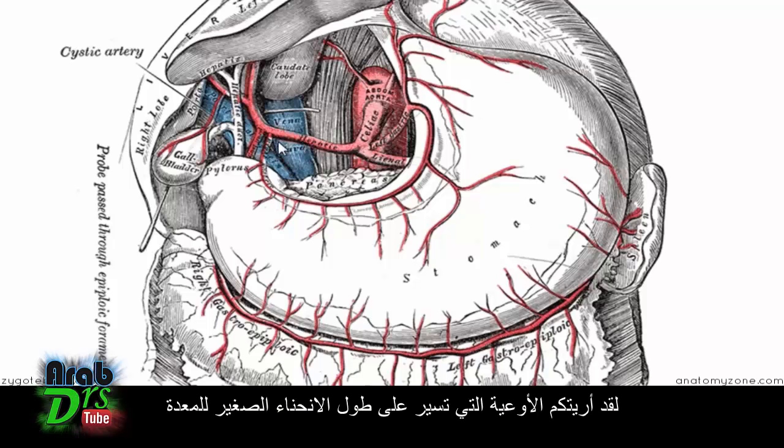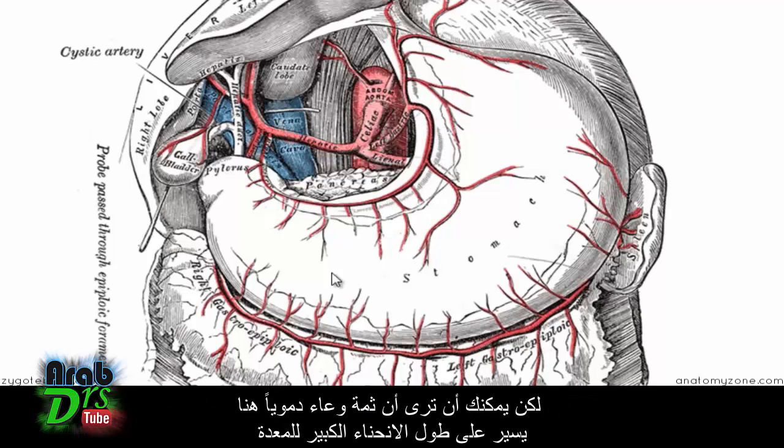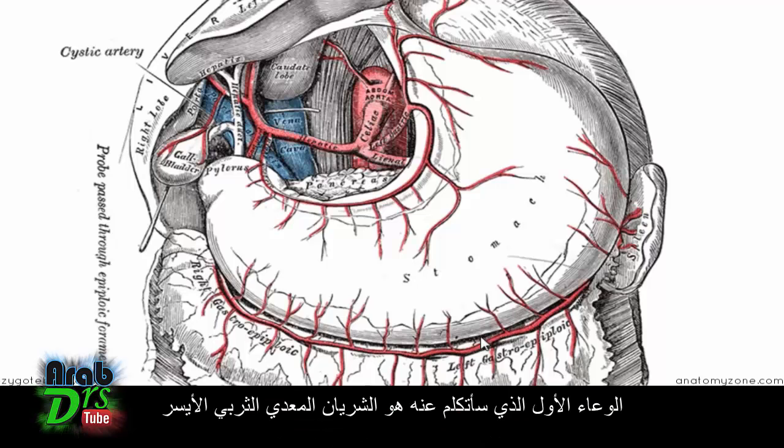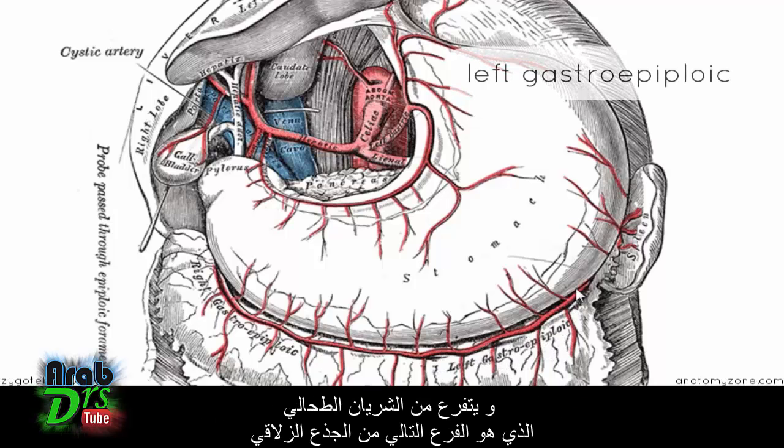So I've shown you the vessels which run along the lesser curvature of the stomach, but you can also see that there's a vessel here which runs along the greater curvature of the stomach. So like the vessel which runs along the lesser curvature, this vessel is composed of two vessels which anastomose. So the first vessel I'm going to talk about is the left gastroepiploic artery, and this comes off the splenic artery, which is the next branch of the celiac trunk.